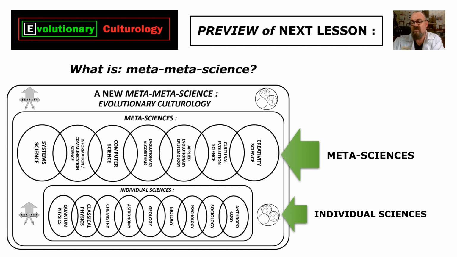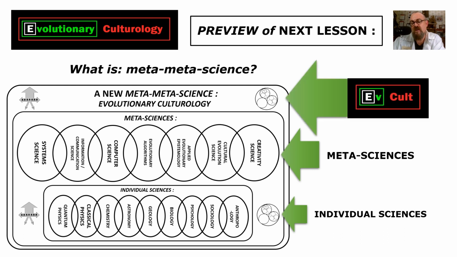Since everything in the individual sciences is a system, a meta-science like systems science applies equally to all the individual sciences, and then EvCult goes one level above all those meta-sciences and synthesizes them, and therefore applies not just to the meta-sciences but to all the individual sciences and also the arts and humanities as well. So that's what we'll learn about in the next lesson. What is a meta-science such as EvCult?